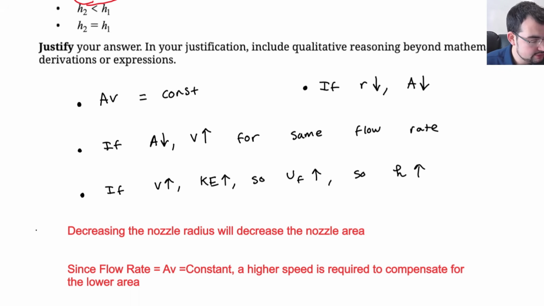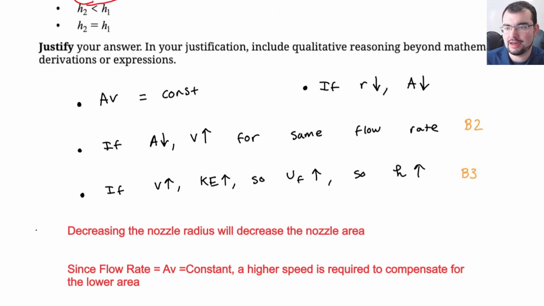Then you almost certainly get a point for having to say that A and V are inversely related if flow rate stays the same. And then lastly, you get a point that connects increased velocity to increased height.